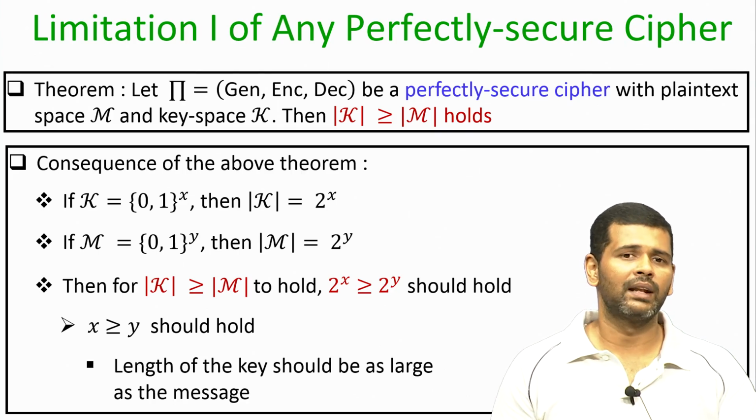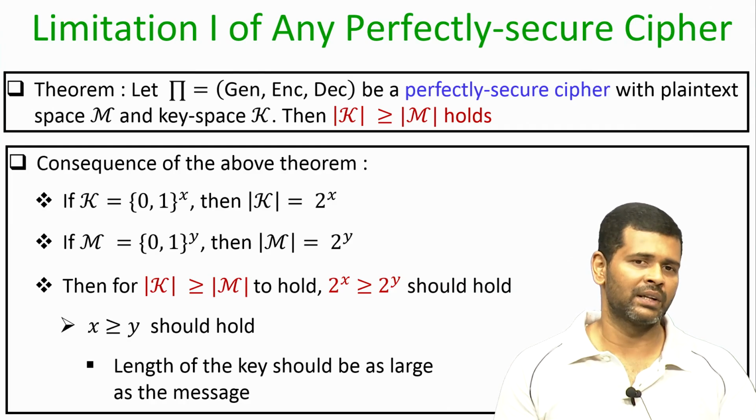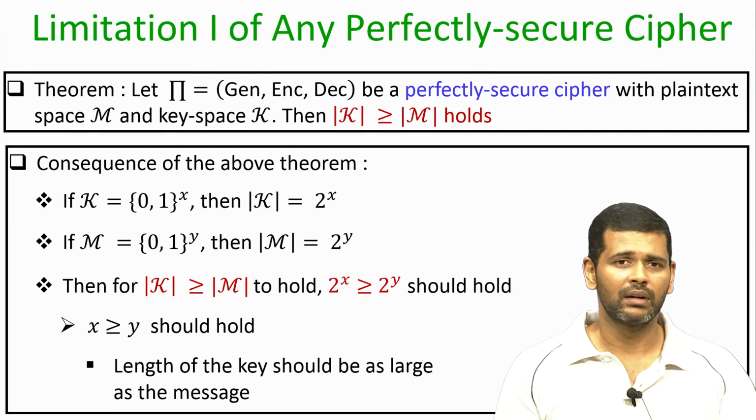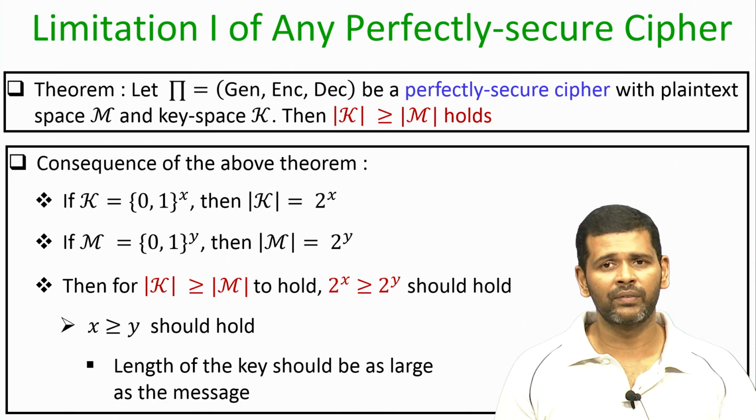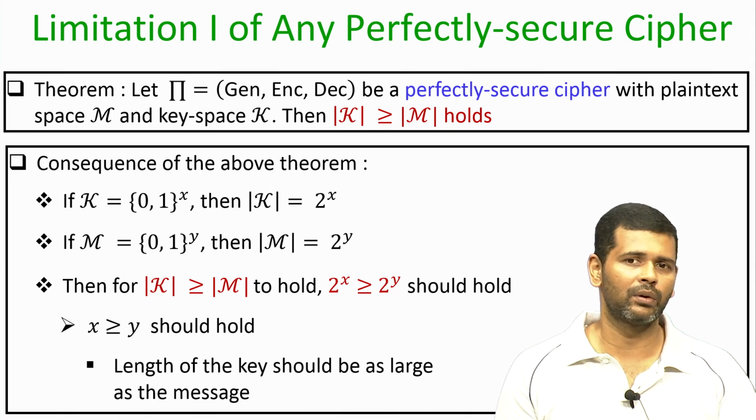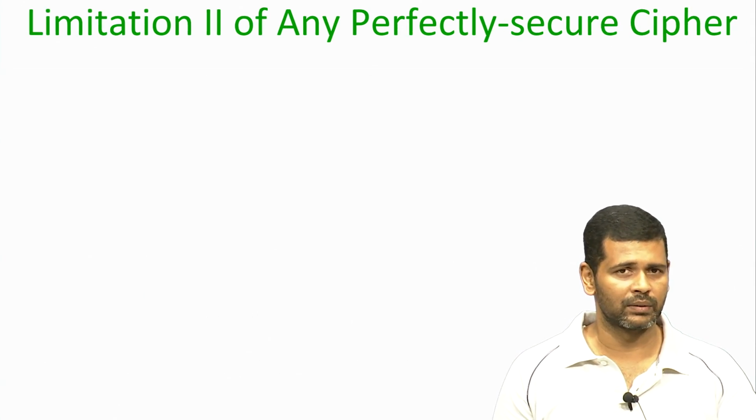That means the length of the key should be as large as the plain text. So, that is the first limitation of any perfectly secure cipher, namely the key should be as large as the plain text.